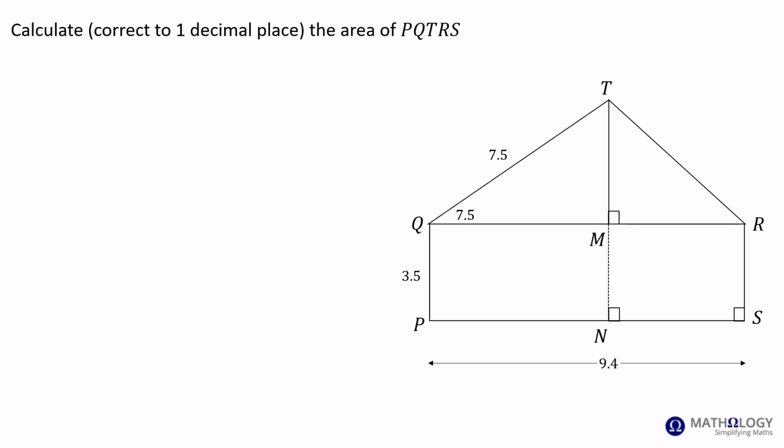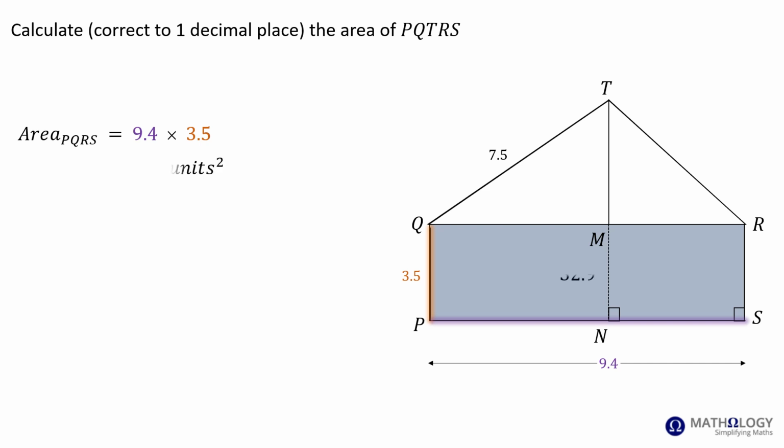Calculate, correct to one decimal place, the area of PQTRS. PQTRS is comprised of two basic polygons: one rectangle, and two right-angled triangles. The area of a rectangle equals the length times the breadth, so the area of PQRS equals 9.4 times 3.5, which equals 32.9 square units.